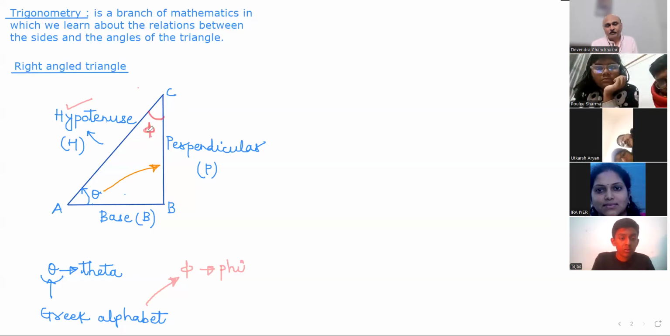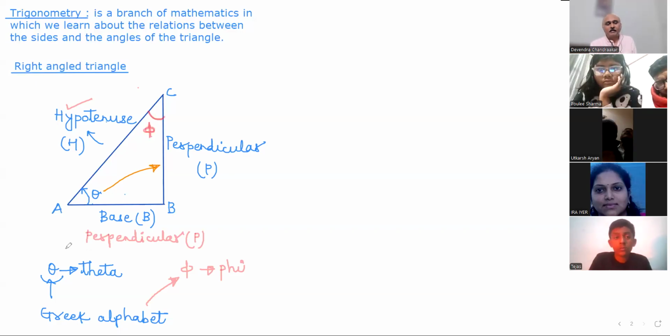Which side will be perpendicular if we take this angle phi? AB, very good. All of you understood? I'm marking it with red ink. So for this phi, AB will be perpendicular. Polly, Utkarsh, and Ira, all of you understood? Give me a thumbs up if you have understood it, or say yes.